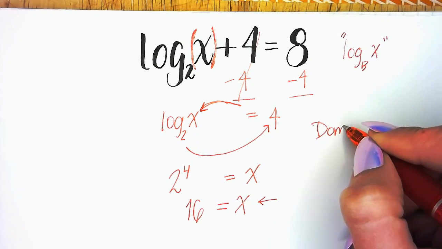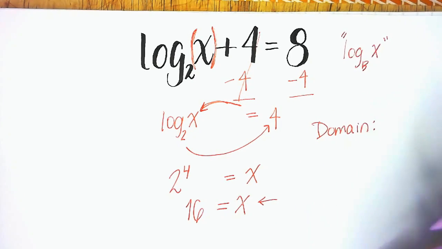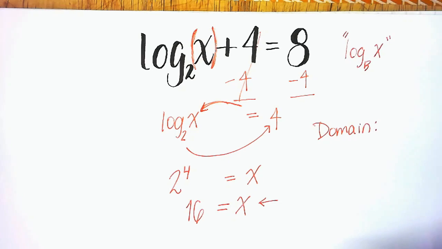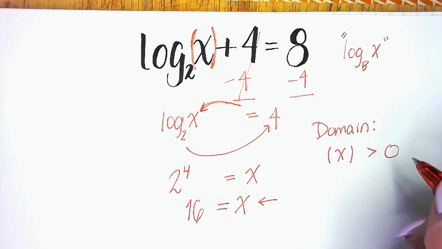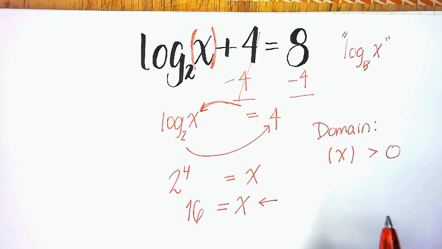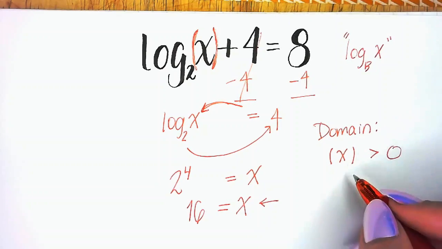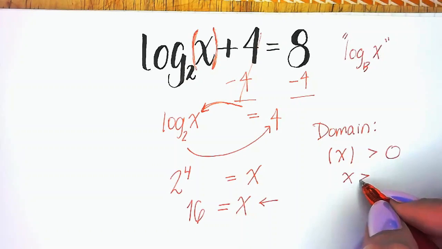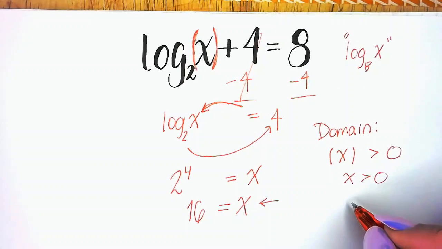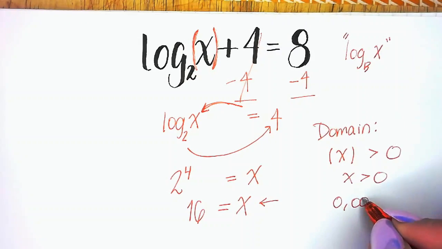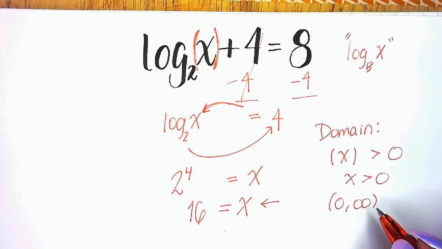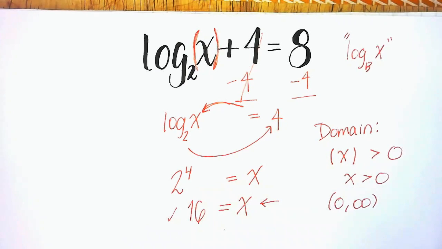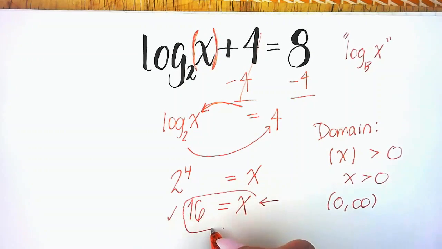What is the domain of this example? You take whatever it is you're taking the log of, set it greater than 0. Solve for x, we're already done. X is greater than 0. 0 to infinity. Is 16 on this interval between 0 and infinity? Yes. So this answer of 16 is good to go.